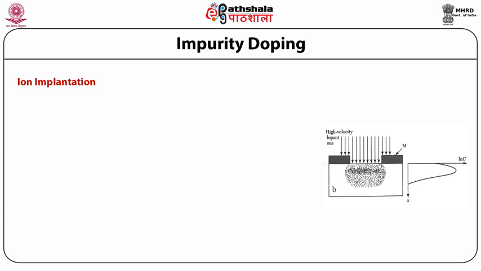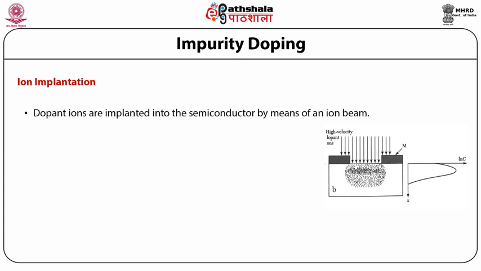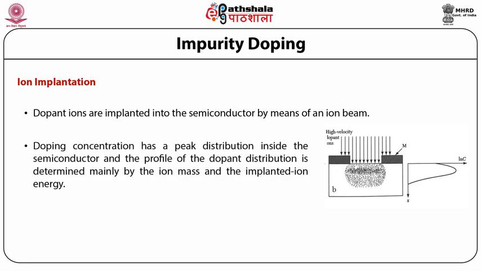Ion implantation. The dopant ions are implanted into the semiconductor by means of an ion beam. Doping concentration has a peak distribution inside the semiconductor and the profile of the dopant distribution is determined mainly by the ion mass and the implanted ion energy.